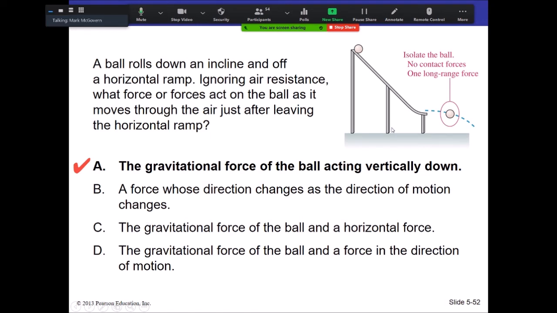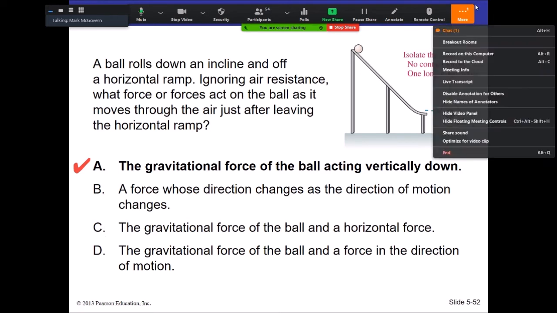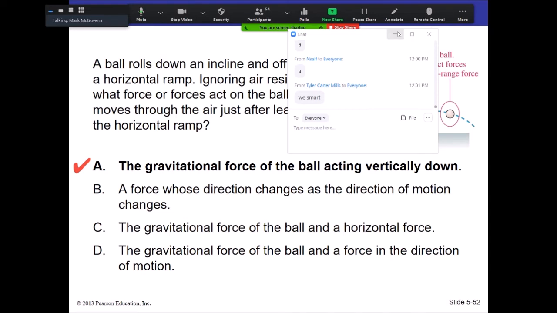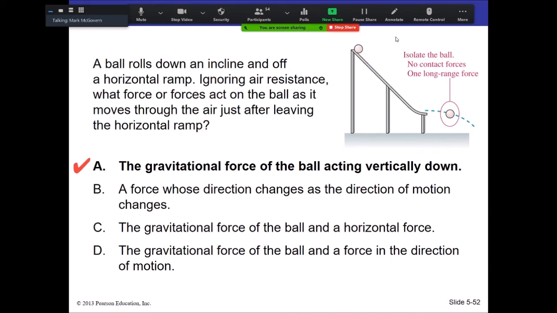But here's the thing. Once the ball leaves the ramp, you ask yourself, what's in contact with the ball? Nothing. Nothing's in contact with the ball. I remember, we're ignoring air resistance. So there can only be gravity that acts on the ball. That's it. Because if you want to say B, C, or D, you got to answer this question. A force whose direction changes as direction of motion changes, what's the agent for that? Horizontal force, what's the agent? Force in the direction, what's the agent? There's no agent. Nothing's in contact with it.